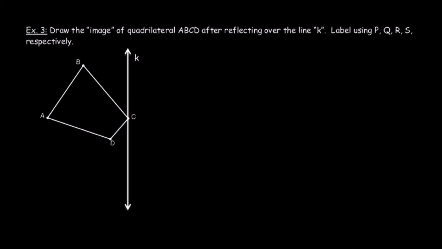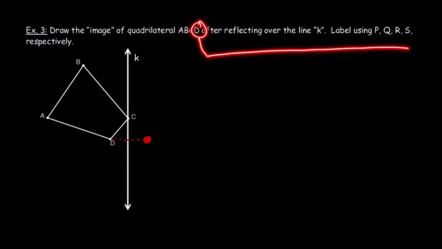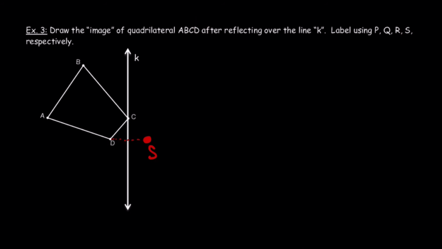So let's take D, that's pretty easy. And I'll go to the other side, and that's where that goes. Now notice they're making the naming here a little bit more challenging. Instead of just using primes, they want us to do P, Q, R, S. So we have to make sure, I just reflected D. D's the last one, that would have to be an S. So this point here is going to be S.